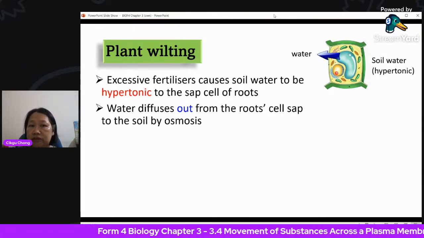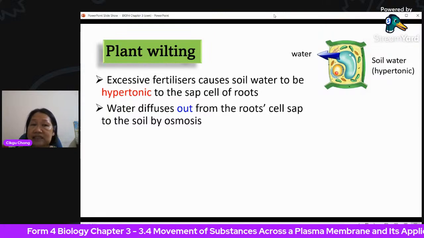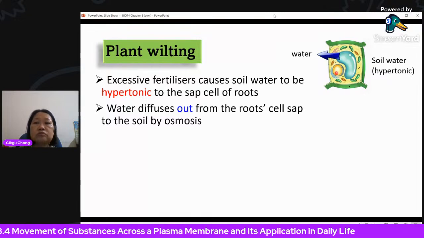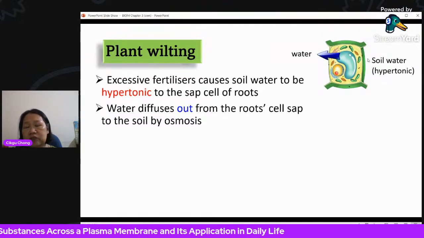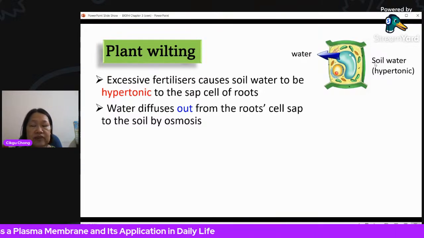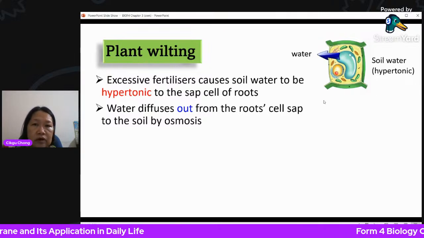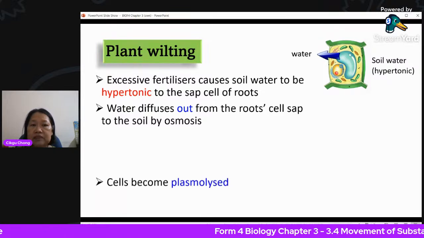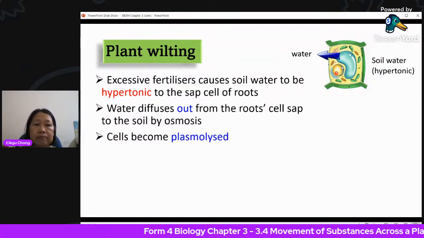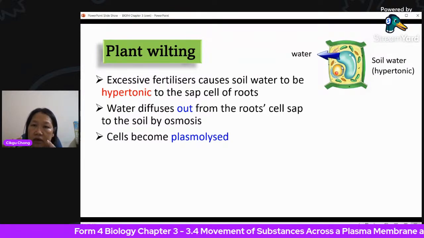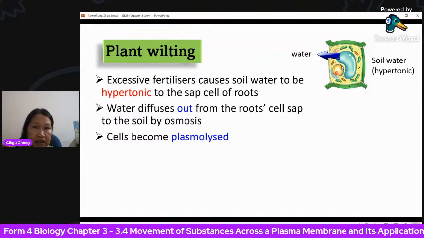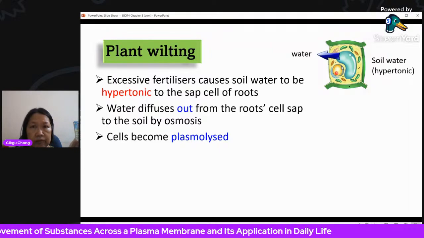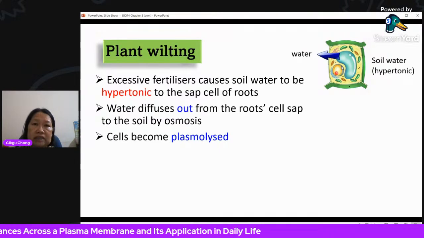The water will diffuse out of the root cell sap through the process of osmosis because you put too much fertilizer into the soil water. All right, so of course this is not good, right? Your plant is losing water. So what happens is the plant cells will become plasmolysed. The vacuole will shrink, water comes out, and then the plasma membrane will pull away from the cell wall.